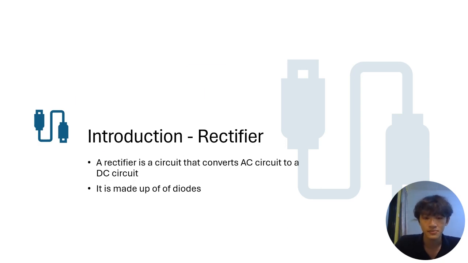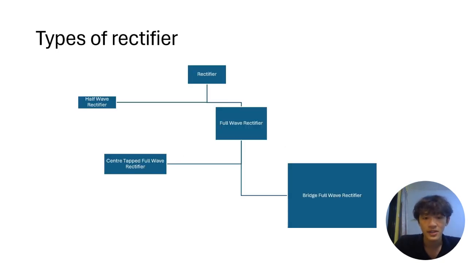There are a few types of rectifier, which are the half-wave rectifier and the full-wave rectifier. For the full-wave rectifier, there are 2 types, which are the center tap full-wave rectifier and the bridge full-wave rectifier.